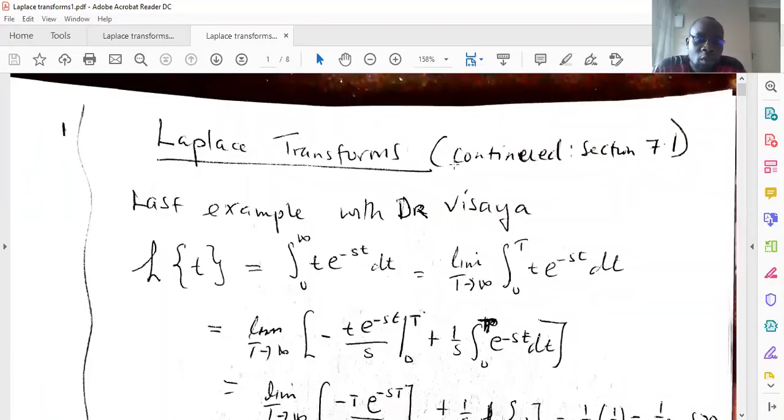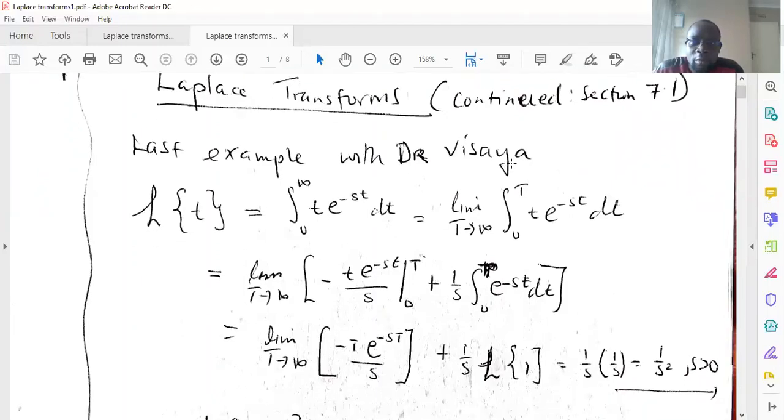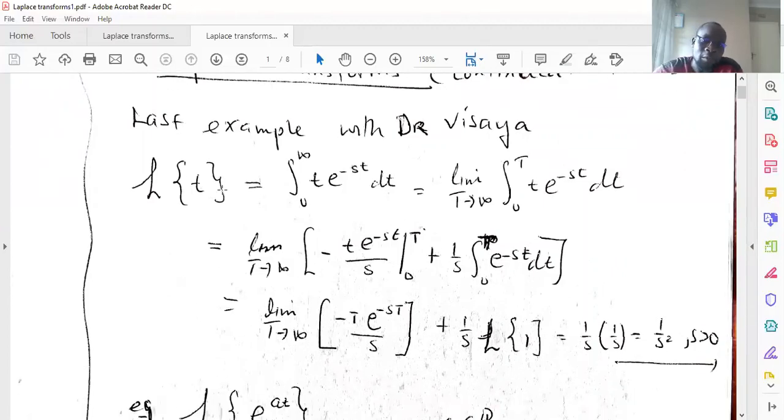Hello. So we continue with the Laplace transforms from what Dr. Visaya taught you last week. I just decided to start from the last example that she gave, where you now know how to find the Laplace transforms by evaluating the improper integrals. This is the last example she gave, the Laplace transform of t.